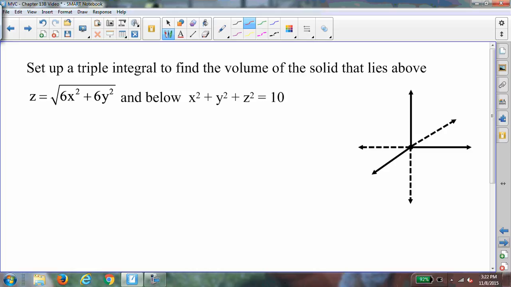Now, let's practice doing it in rectangular, in cylindrical, and in spherical. So here I want to find the volume of a solid that lies above z equals square root of 6x squared plus 6y squared, which would be a cone, and below a sphere of radius 10. So basically this region right here. Let's start with rectangular.